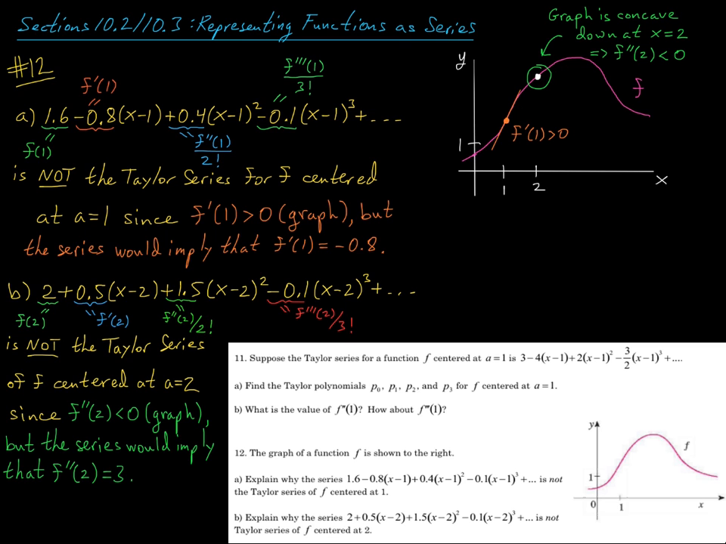Yeah, no, that's a problem. Why is that a problem? Well, the graph of f at x equals 2 is concave down. And so that implies that f double prime of 2 is negative. But see, if this were the Taylor series of f centered at a equals 2, then I would have f double prime of 2 over 2 factorial equal to 1.5, which would imply that f double prime of 2 would be 2 times 1.5, or in other words, it would equal 3. And can't have that happen because I know the second derivative at 2 has to be negative.